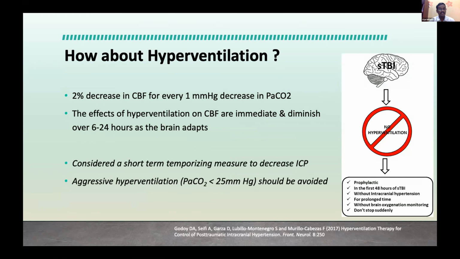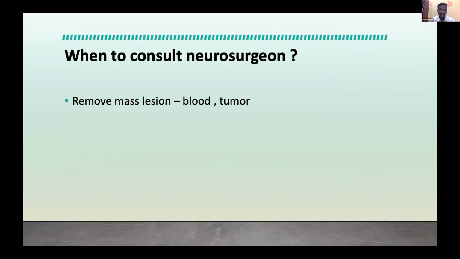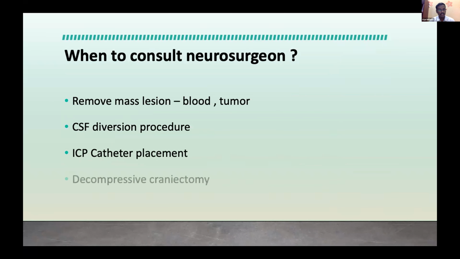It is usually recommended as a short-term temporizing measure, and aggressive hyperventilation, that is PCO2 of less than 25, should be avoided as it per se causes ischemia. So when to consult a neurosurgeon? Whenever there is a mass lesion such as blood, tumor or abscess that needs removal, or any hydrocephalus that needs a CSF diversion procedure, maybe a congenital hydrocephalus or an acquired case such as tubercular meningitis with hydrocephalus which needs diversion. Whenever you need to place an ICP catheter for monitoring, or a decompressive craniectomy when all first and second tier measures fail, a neurosurgeon needs to be consulted and involved.